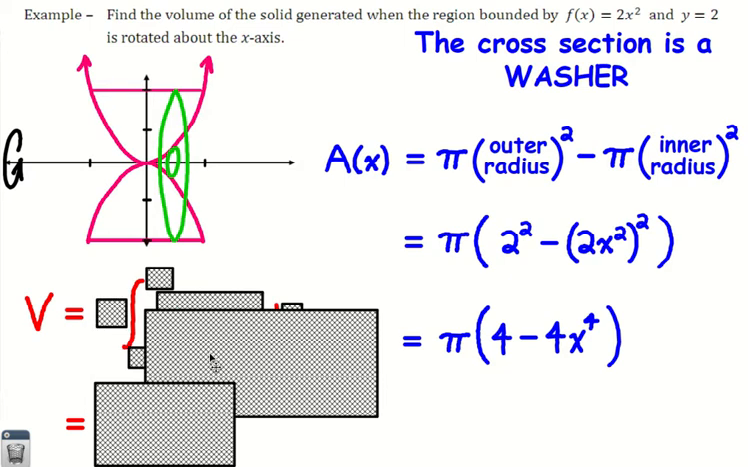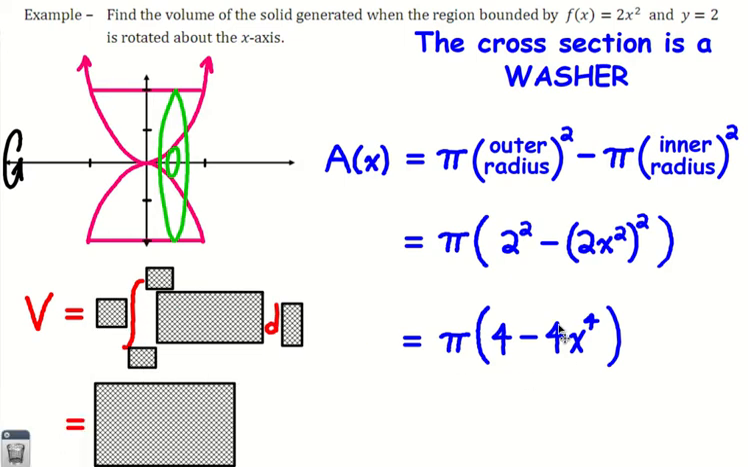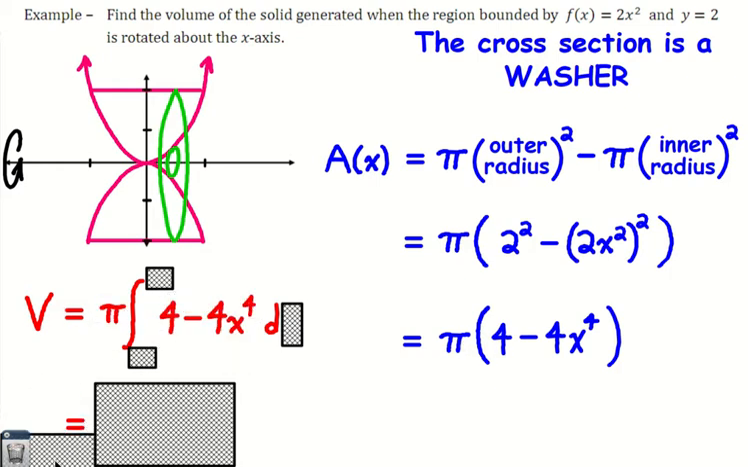But so we integrate, right? And we're going to integrate this from wherever to wherever. So I think we're going to bring the pi out, and the rest of it, 4 minus 4x squared, can go here. This is what we're going to integrate. And as we talk about the infinite thinness, it's going to be a change in x.